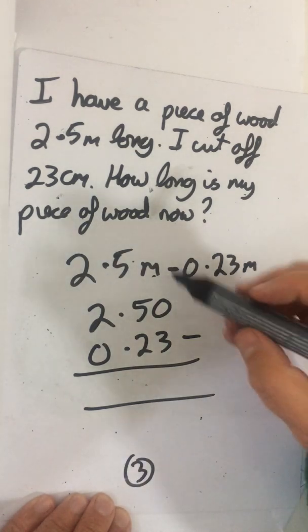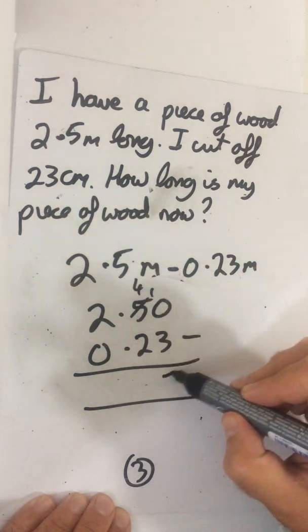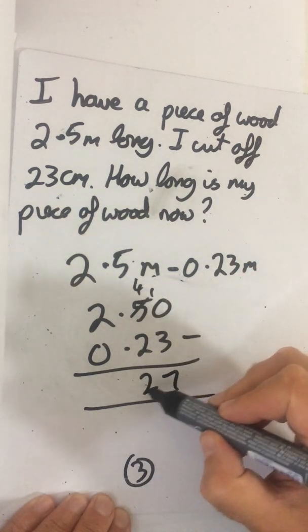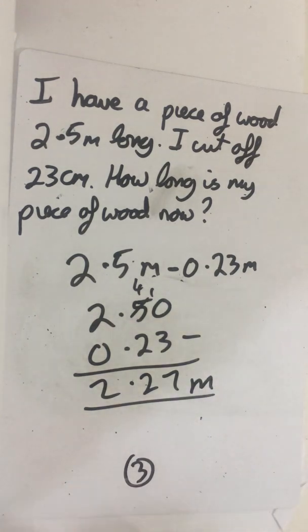Okay, now they're in the same unit of measurement, I can do that. 0 take away 3, so that'll be 7. 5 take away 2 is 3, 2 take away 0 is 2, and the decimal point is in the same place. 2.27 meters is your answer. Okay, well done if you've got that. Okay, it's a bit trickier, that one.